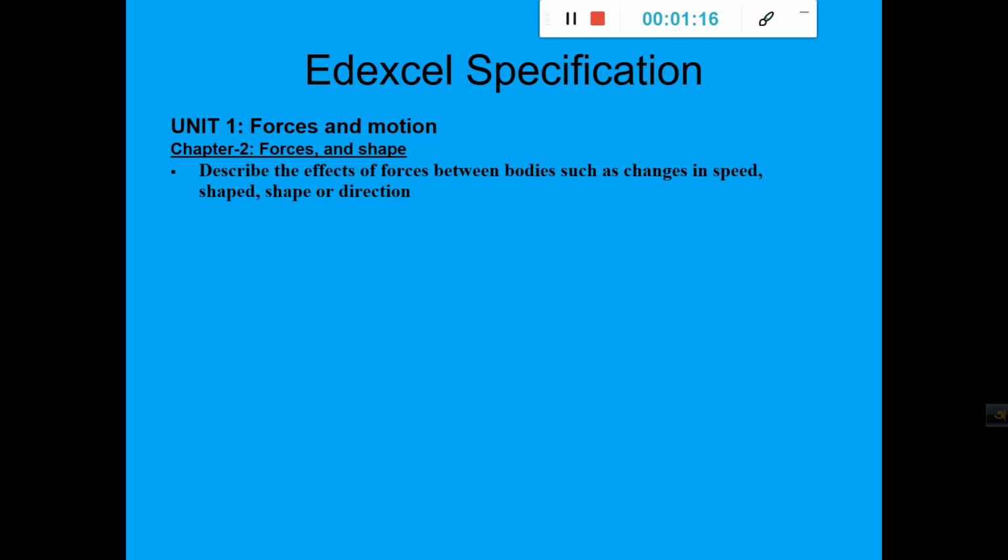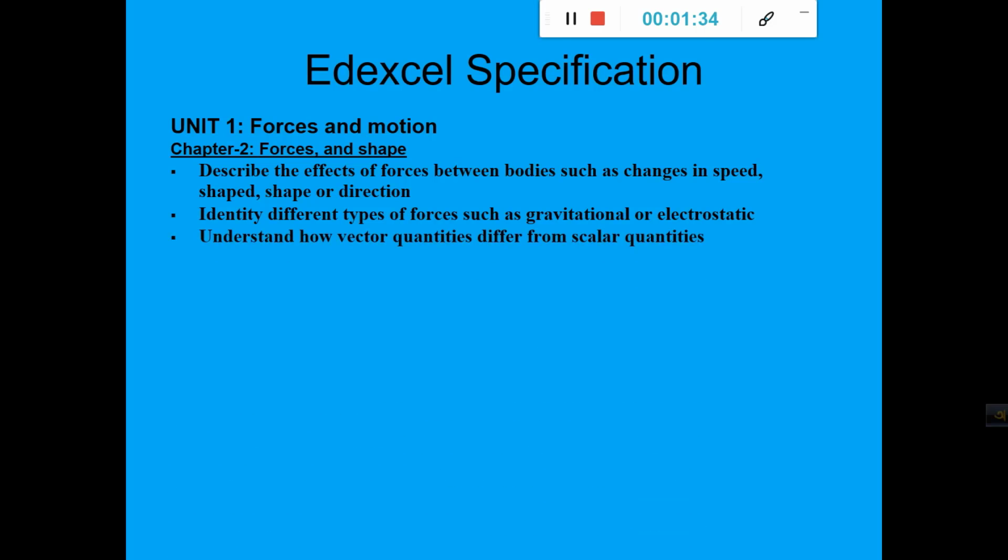Edexcel specification for the chapter: Unit 1 Forces and Motion, Chapter 2 Forces and Shape. After finishing this chapter, you can describe the effect of forces between bodies, such as change in speed, shape or direction. Identify different types of forces such as gravitational force and electrostatic force.